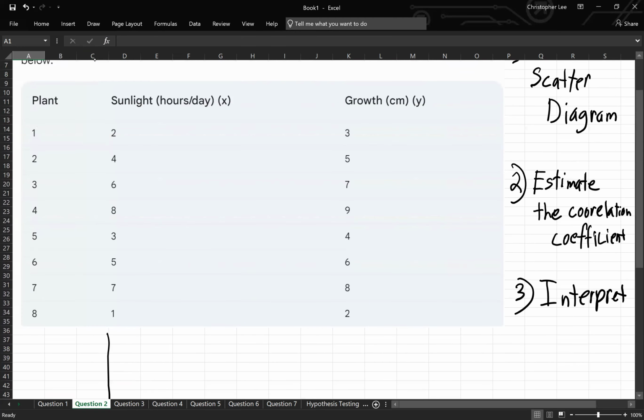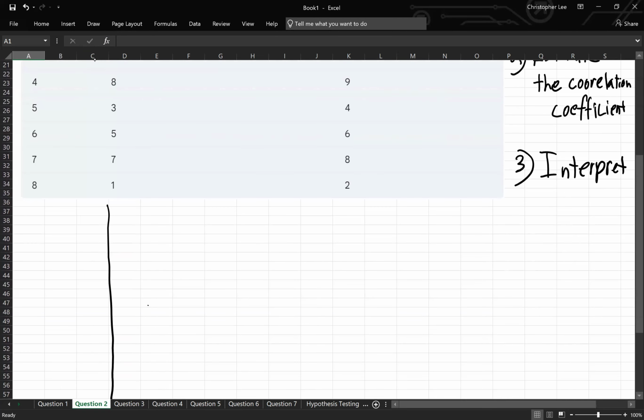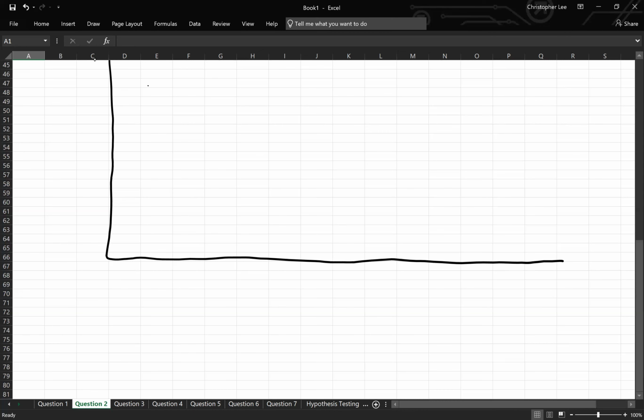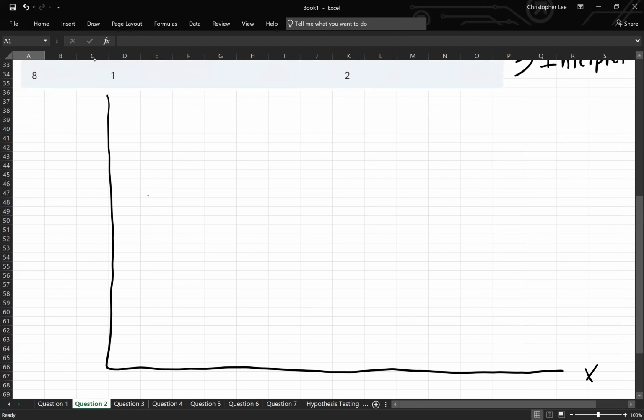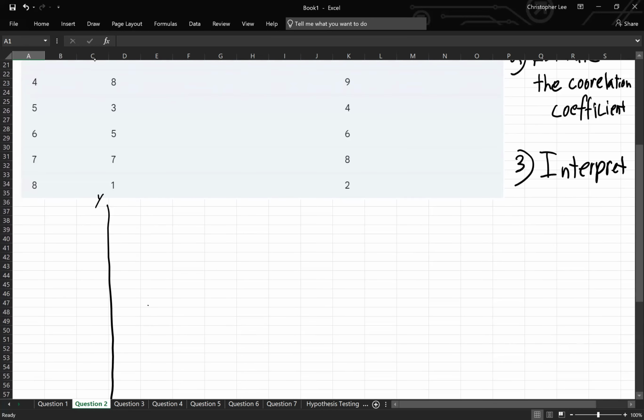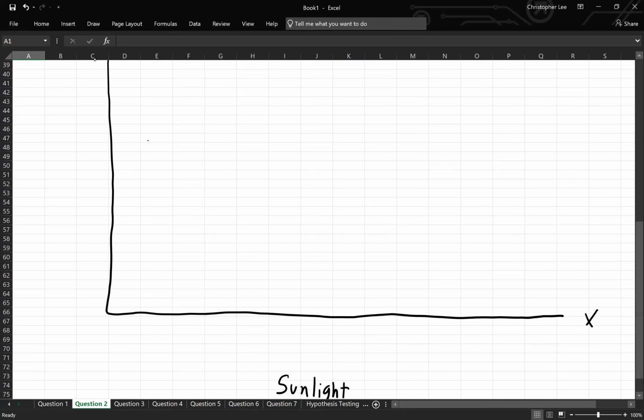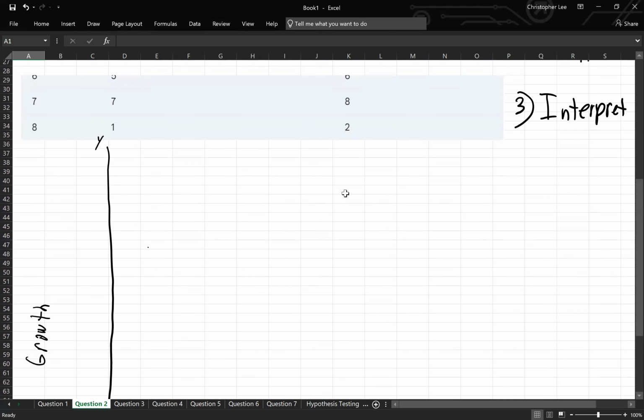All right. So my X is going to be sunlight. So this is sunlight. And my Y is growth. Okay. Well, gotta turn it sideways. Growth. Yeah, I can't turn the paper sideways like y'all, but I'm gonna try. All right.